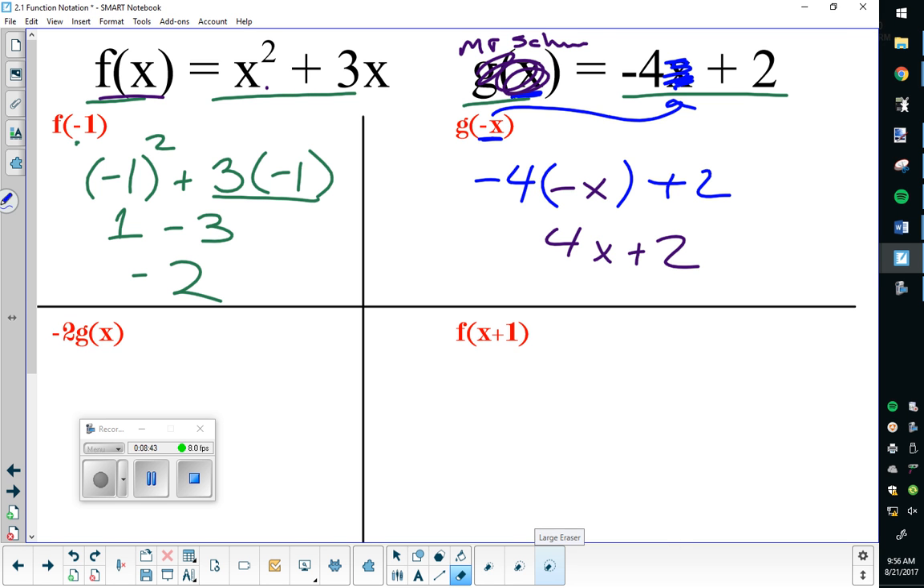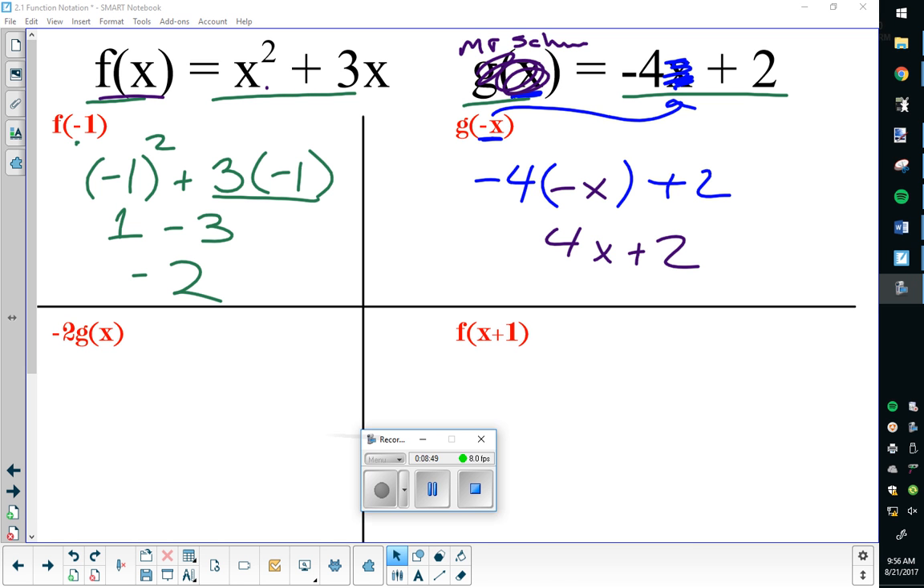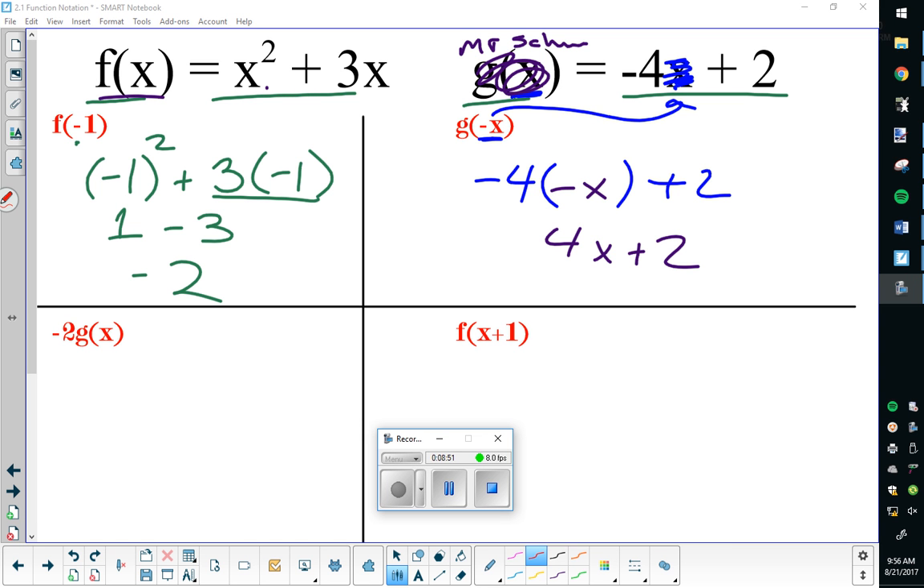So there's no equal sign there. You're plugging in. Negative 2 g of x. Okay? Negative 2 g of x. Where is that negative 2? Just negative. Cool. Negative f of x.